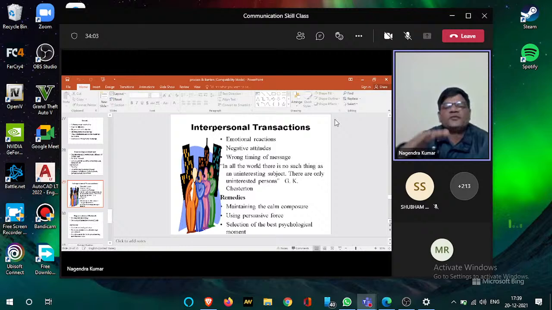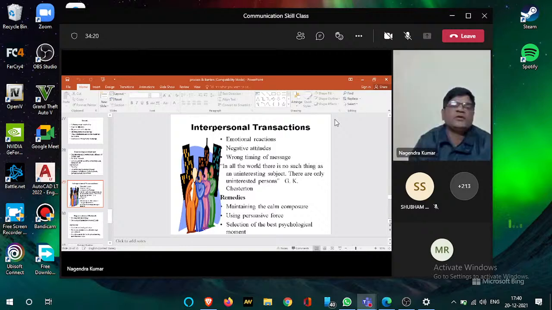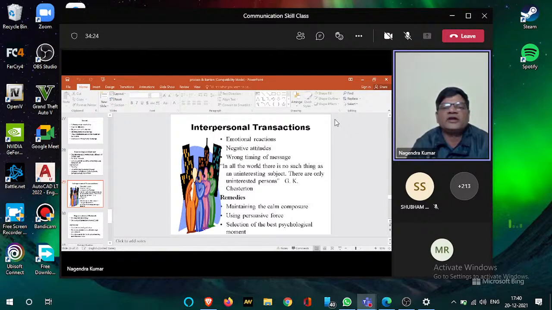And then again, while talking to somebody, always look at his or her mood before delivering a message. If you know how to read the minds of the other people and can learn the art of selecting the best psychological moment for delivering, and you go on giving messages at the wrong moments, you are likely to miss it out.